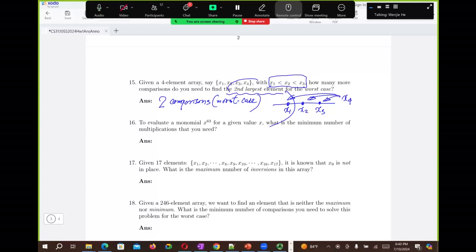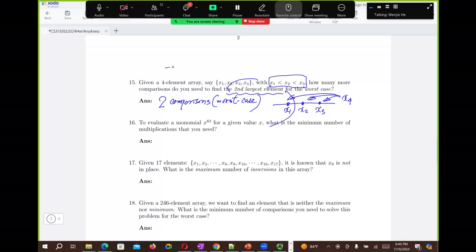For those students who gave me 1, I think it's very likely you considered the best case: you compare it with x3 and assume it's greater than x3, and it's the second largest. But here it's the worst case, so you need 1 more comparison to get it.